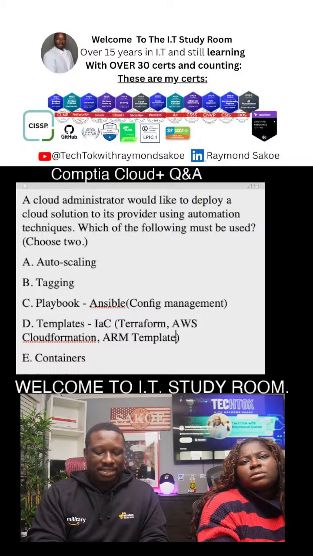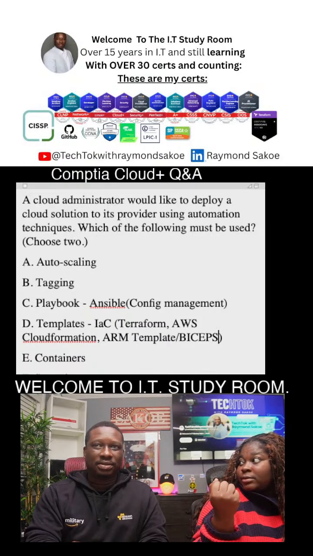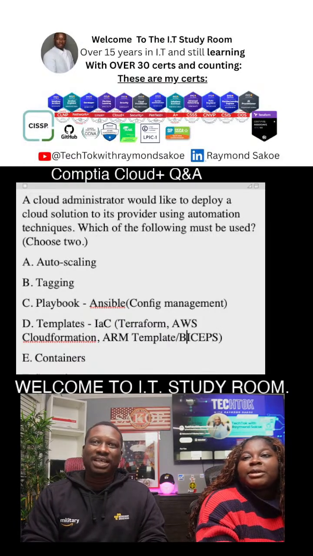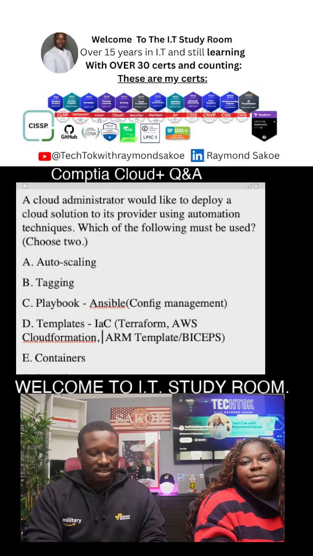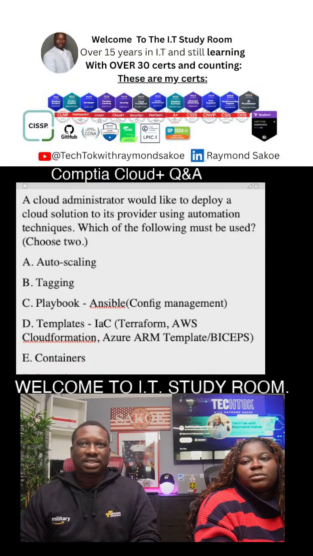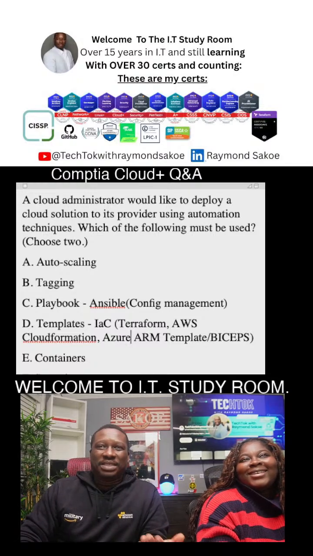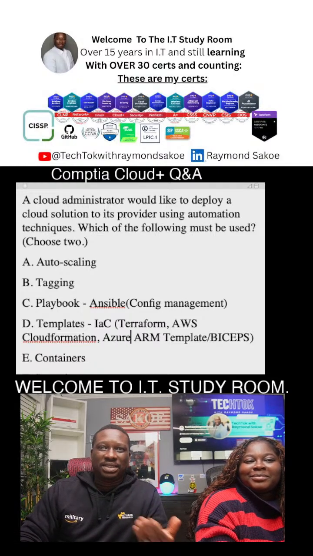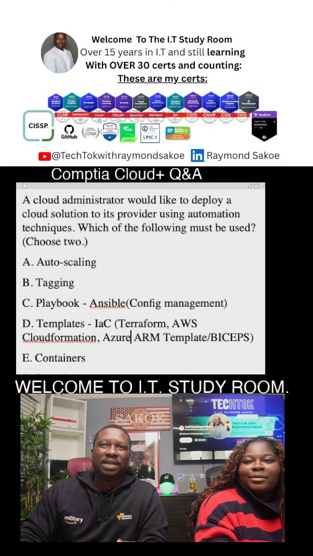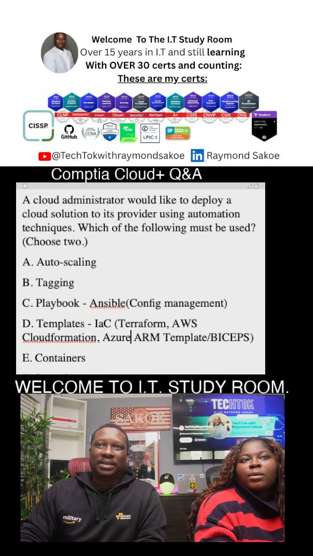Okay. Or Bicep. We're talking about Bicep, right? I think so. But anyways, that is Azure, right? So usually it's IAC templates: Terraform templates, AWS CloudFormation templates. So that's what they are referring to. But the question is a little vague.